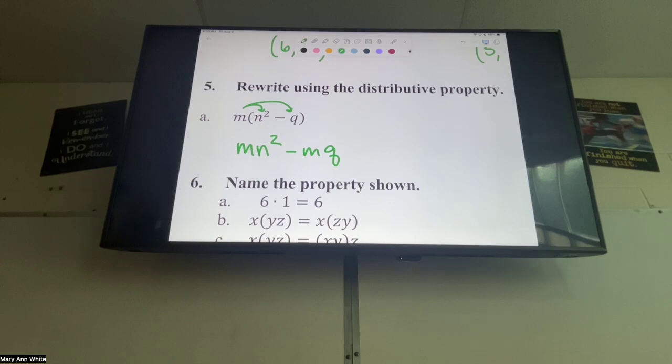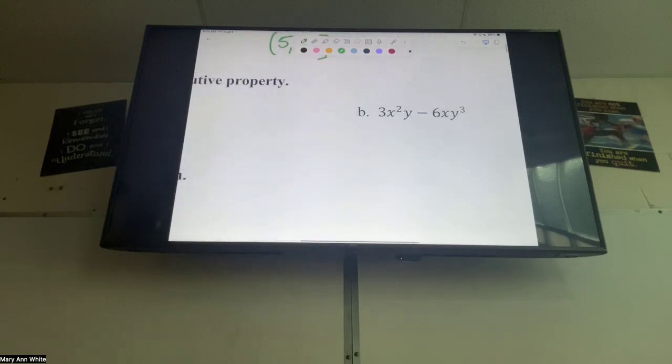Ooh, bonus. Does anyone know what that property is? I could just switch those letters. Not reflexive. I heard commutative. Associative is with parentheses. It's almost the same, but commutative is if I just switch them. All right, let's do the other one.